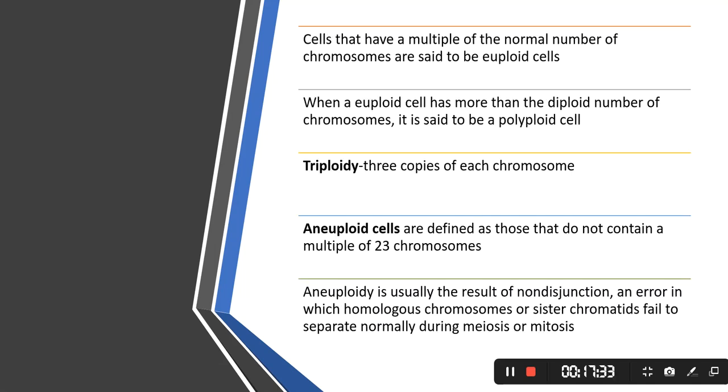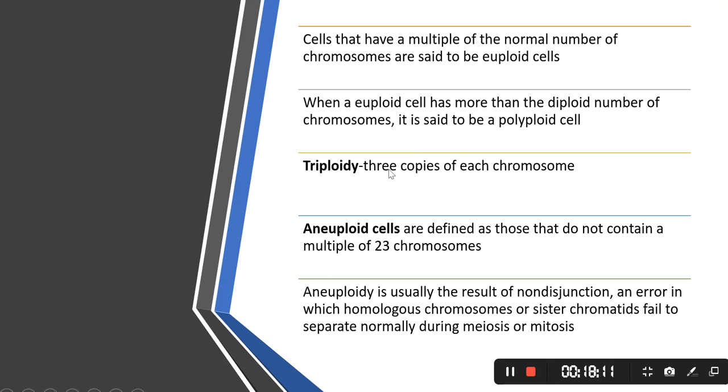Now, why we discuss that basic is cells that have the normal number of chromosomes. In a human it is 22 pairs, plus female is XX and male is XY, so there should be 23 pairs. But if they have a multiple of the normal number of chromosomes, like the normal 23 pairs, then they are called euploid cells. When a cell has more than 23 pairs, it is called a polyploid cell.